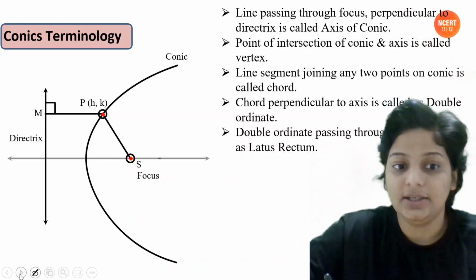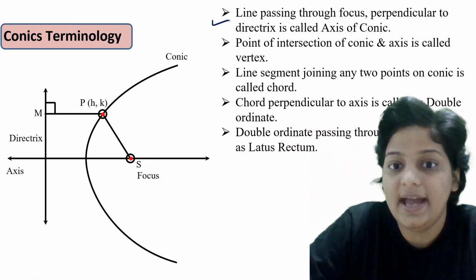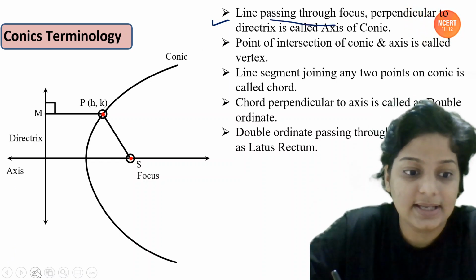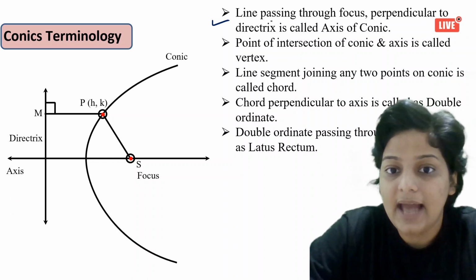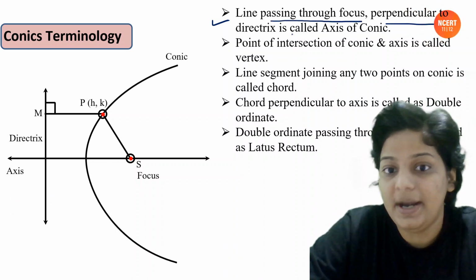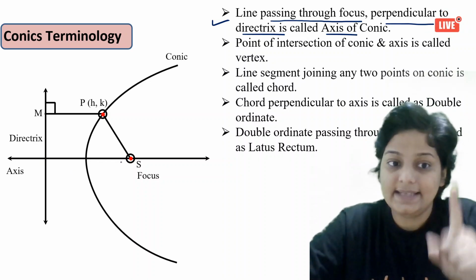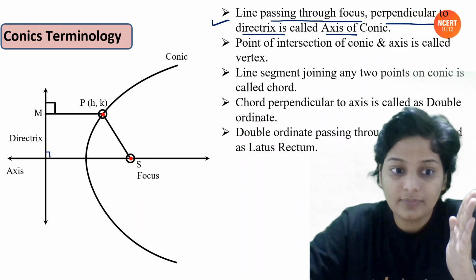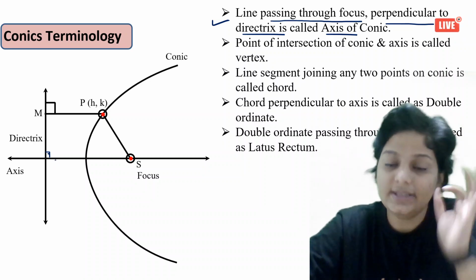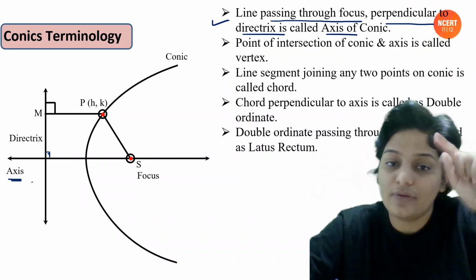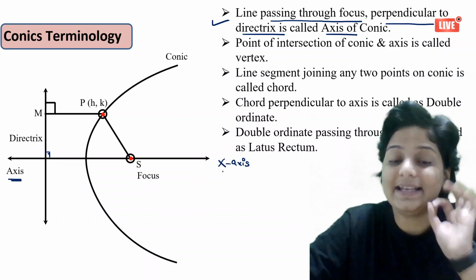Now what are the different things? Now the line that I have drawn is known as the axis. Definition क्या है? A line passing through focus perpendicular to directrix is called axis. Is this line passing through the focus? Yes. Perpendicular to the directrix. This line is perpendicular. Yes. So this line is known as axis of the parabola. Here it is x-axis. Here the axis of parabola is x-axis.